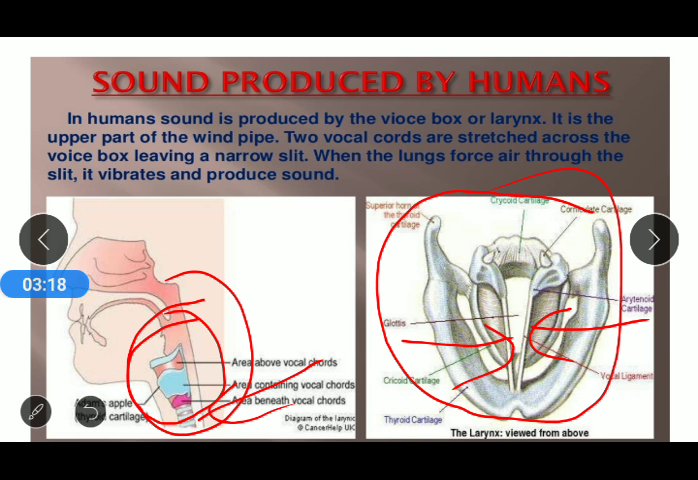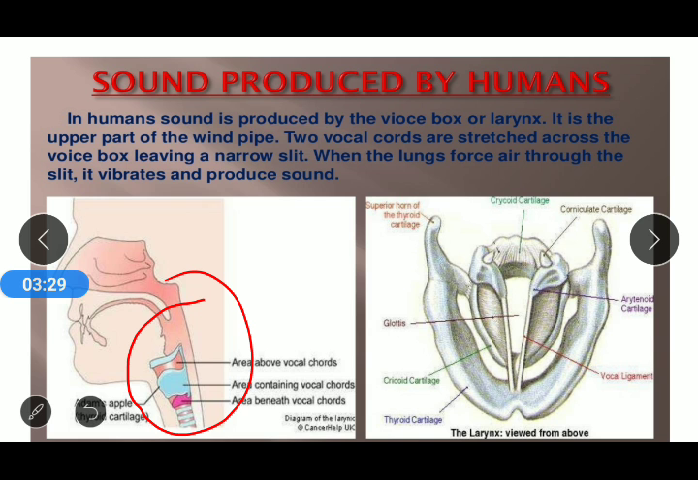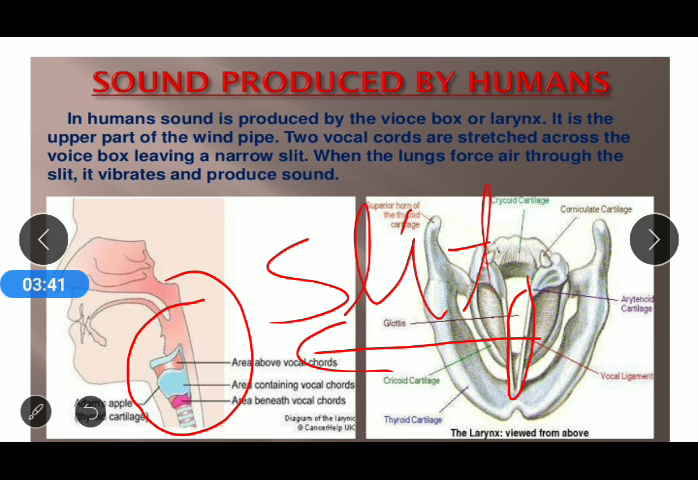These are called the vocal cords, and in the vocal cords there is a very little gap. If you look at the second picture, there is a very little gap. This gap is called the slit. A slit means a narrow opening in an object. A very narrow hairline gap is known as a slit.